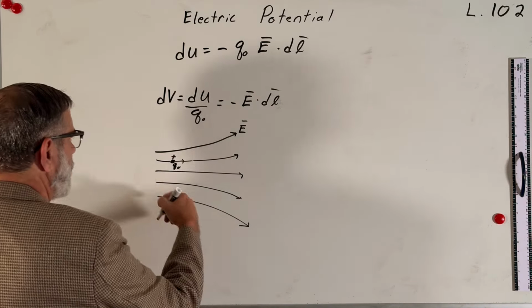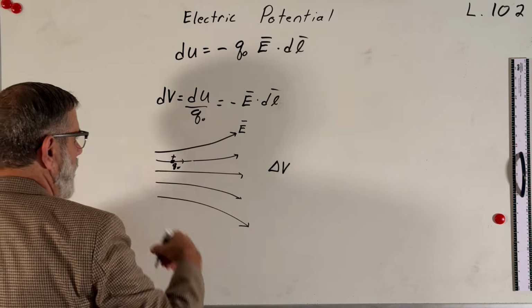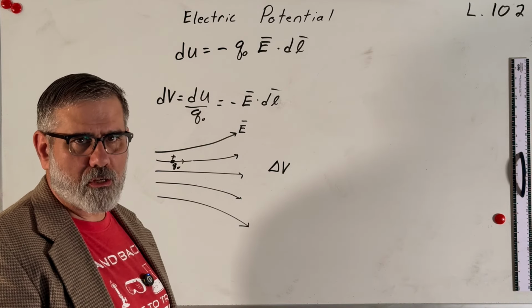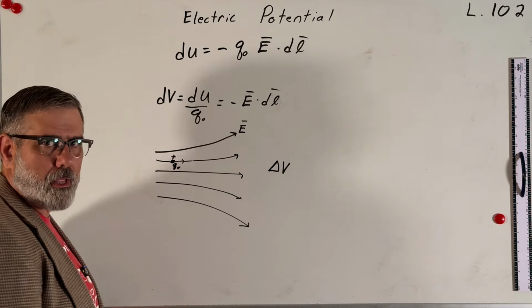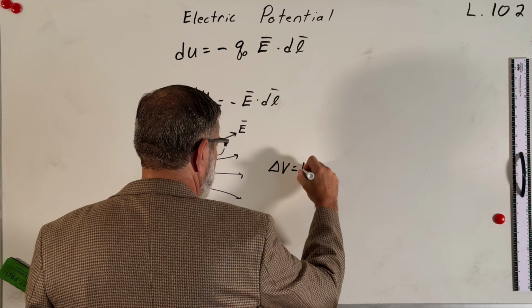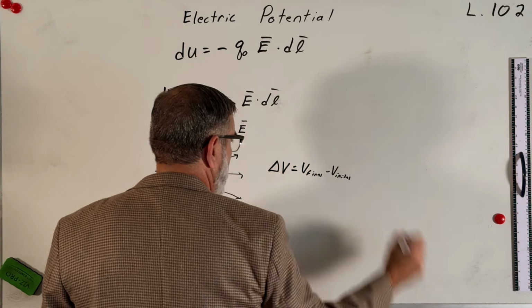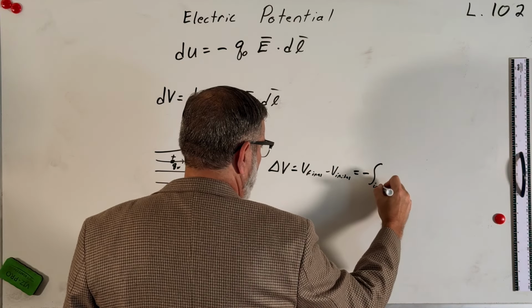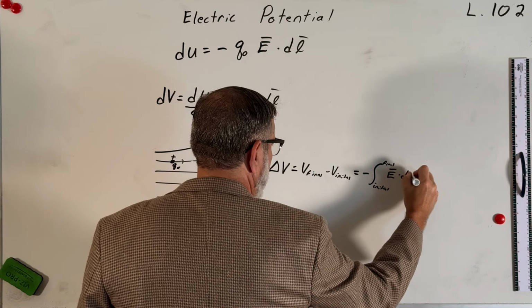But let's look at the change. If we move from some start position to a finish position, there'll be a change in this potential, right? Which is, again, the work per charge, or the change in potential energy per charge. And the charge that I'm thinking of is this test charge that I put in to evaluate the field. So this delta V is just V final minus V initial. And it's going to be equal to minus the integral from initial to final of E dot dl.